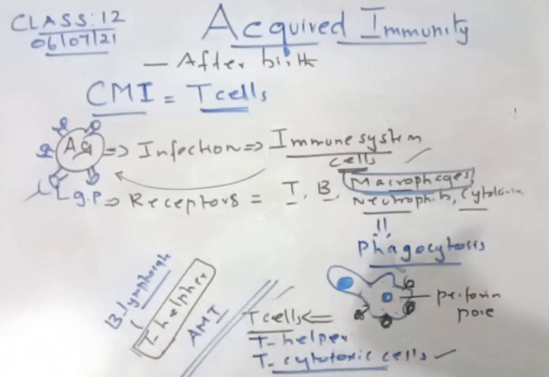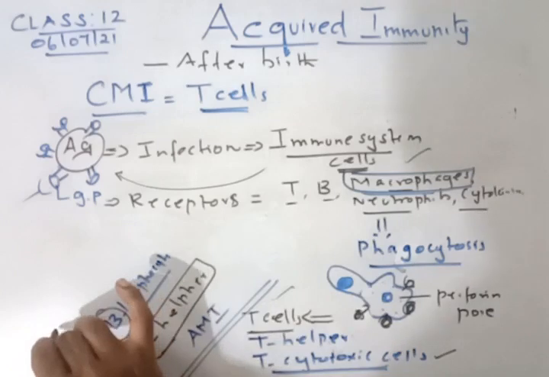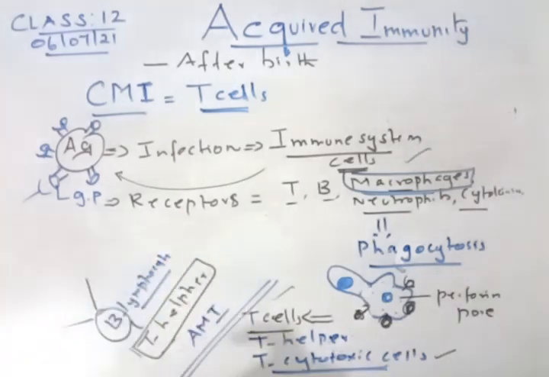B cells are produced in the bone marrow and get matured in the bone marrow, but T cells produced in the bone marrow get matured in the thymus, whereas B cells produced in the bone marrow mature in the bone marrow, and that is why they get the name B cells. Once the T helper cell is activated, it activates B cells. Once the B lymphocyte is activated, it produces 2 types of cells.